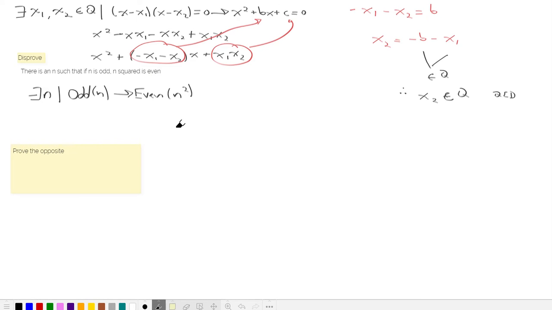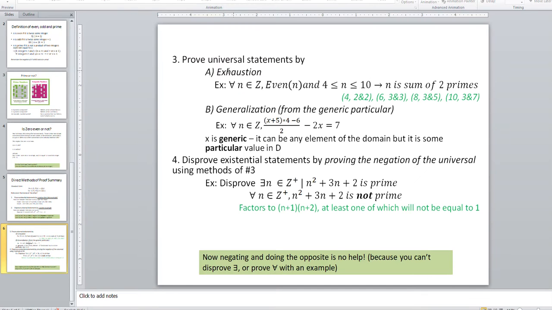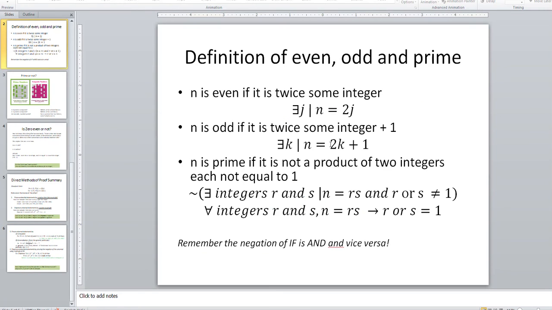All right, well, what is the opposite? The opposite is, for all n, n is odd, and remember the opposite of an if statement is an and statement, where I take the opposite of this. I would say n squared is not even, and another way of saying not even is odd. So I'll just write and n squared is odd. So now I go back to my definition of even and odd. Right? An odd number can be expressed like this: n equals 2k plus 1, where k is some integer.